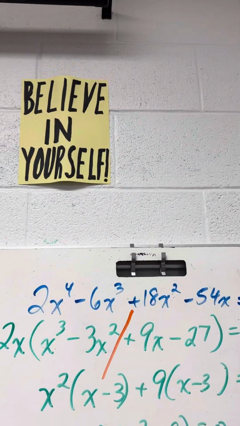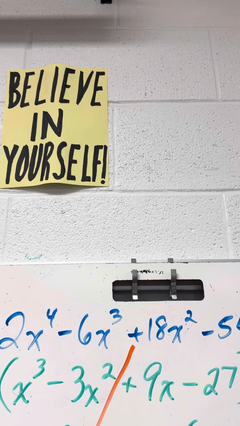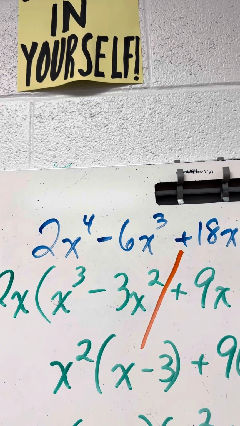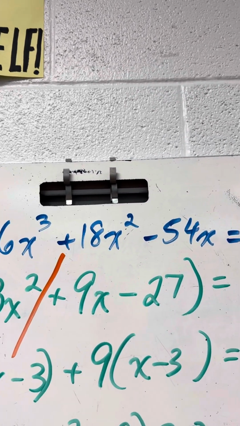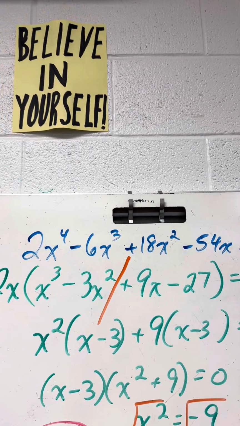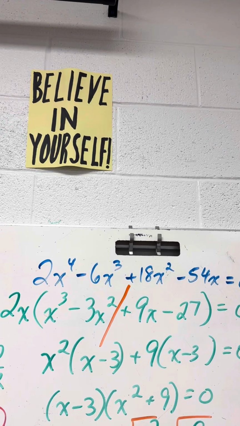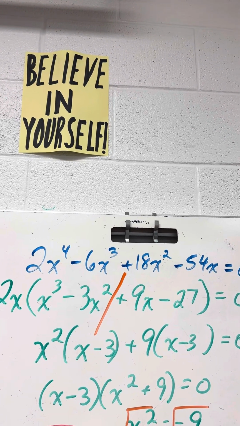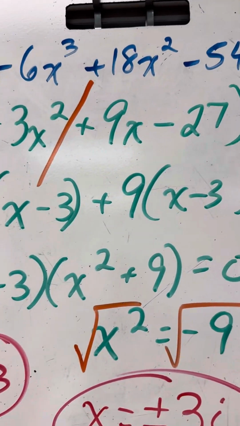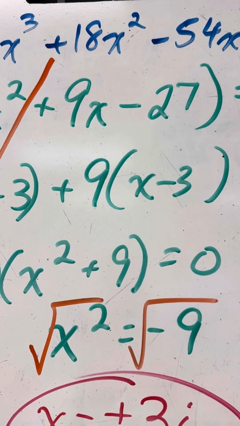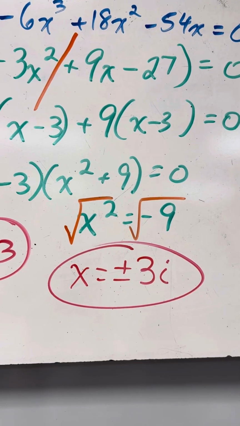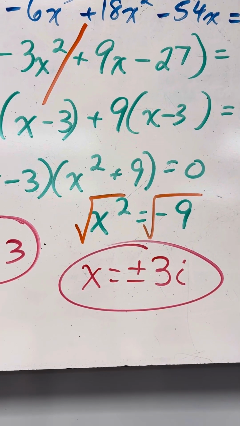The other part, we're going to factor by grouping, pulling out x to the second. You're left with x minus 3. Over here, we pull out a 9. You're left with x minus 3. So you have x minus 3 times x squared plus 9 equals 0. So you get x equals 3. X squared equals negative 9, giving you x equals plus or minus 3i. Okay.